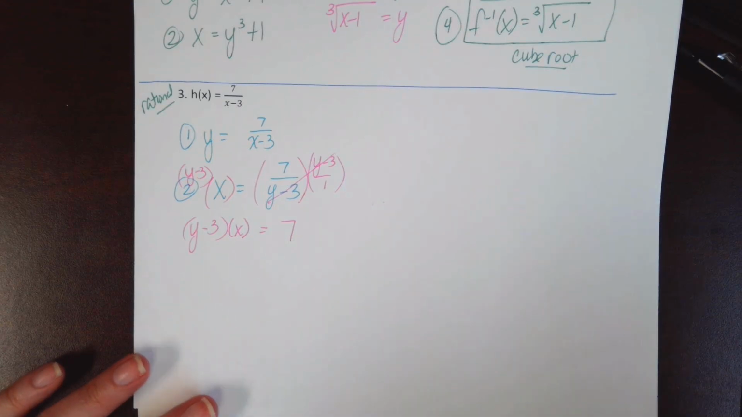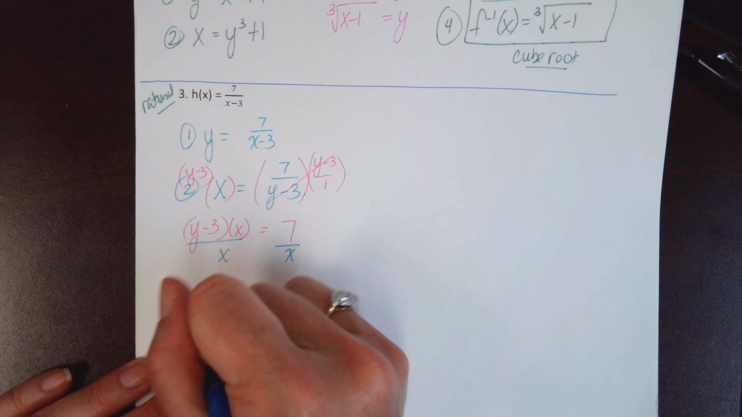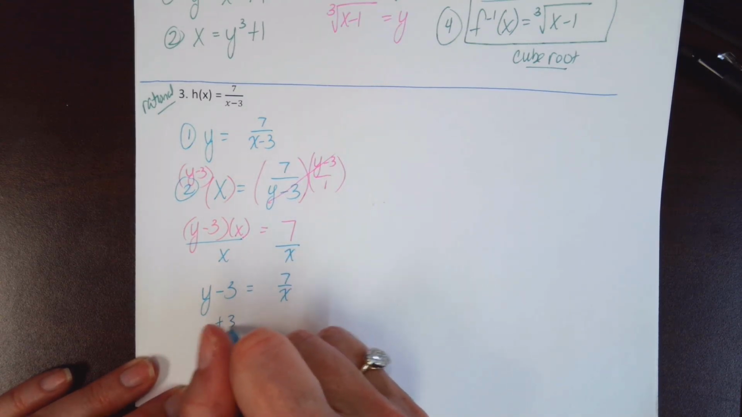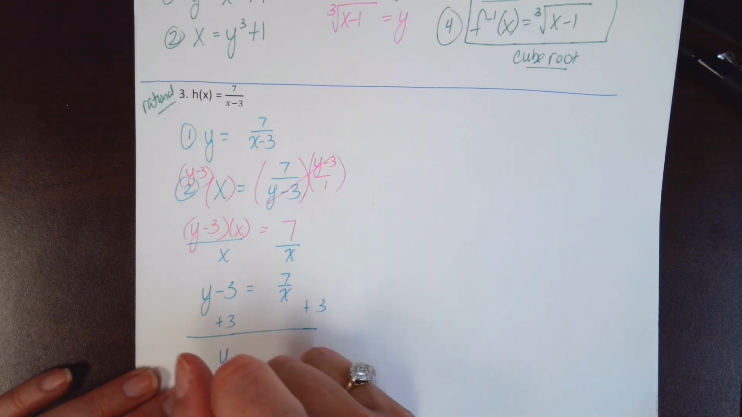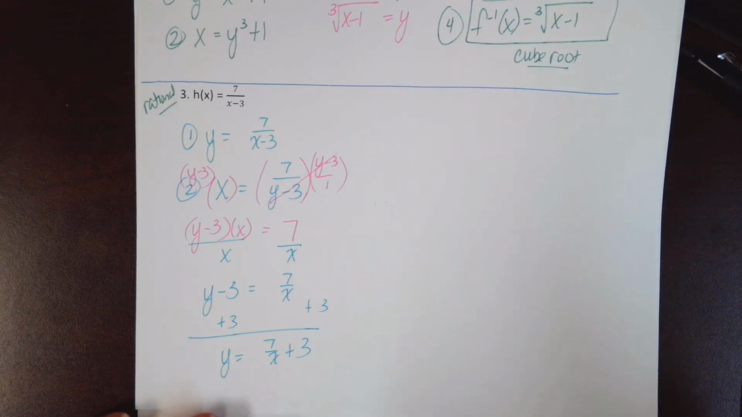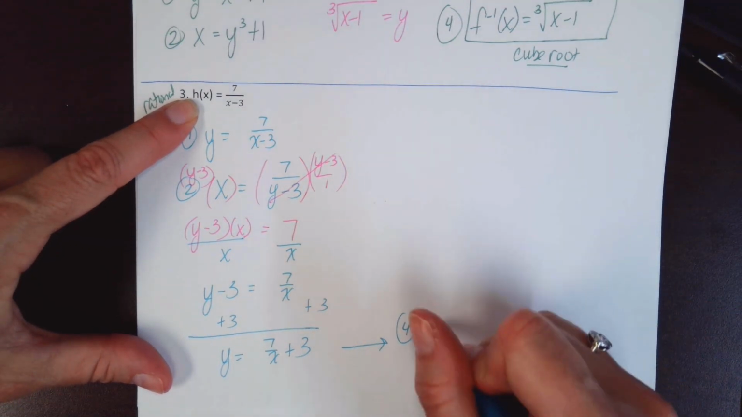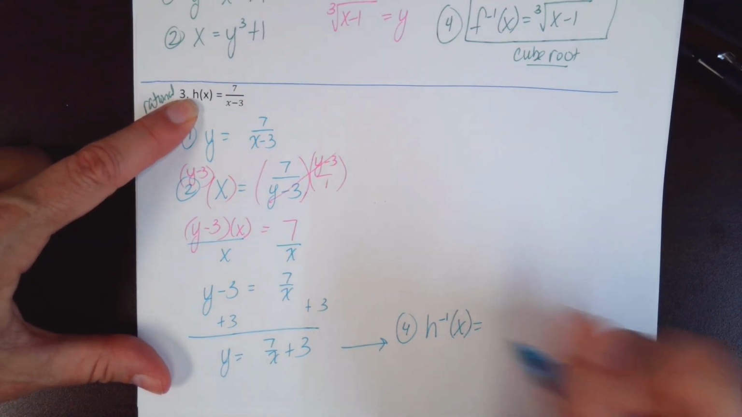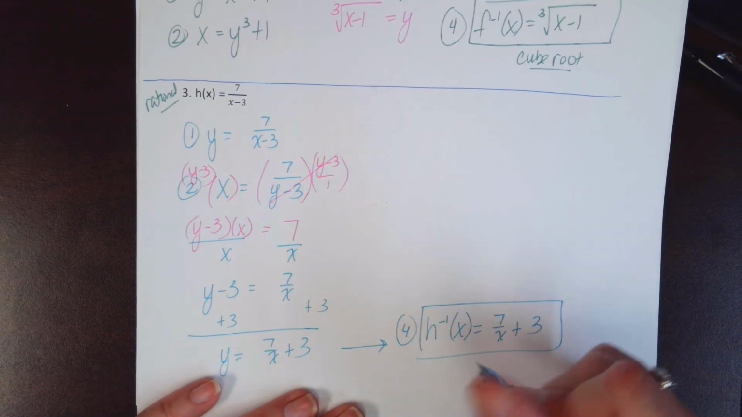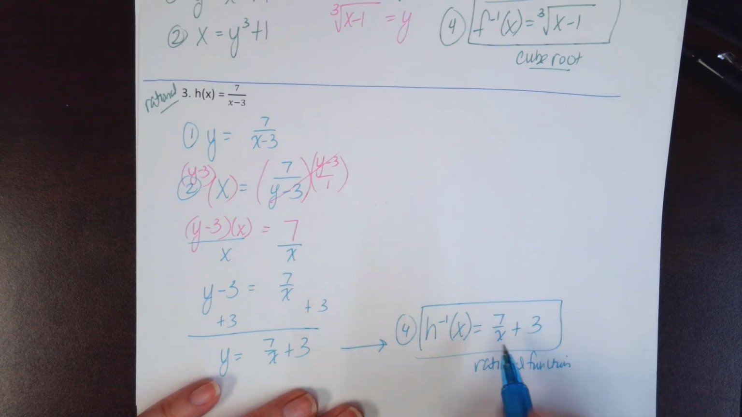Now over here on the left, I am multiplying. Inverse operation is going to be to divide that by x. Then I need to add 3 to move it over. And my final step is to put it into inverse notation. My function was h, so I've got h inverse of x. Started as a rational function, ended up still as a rational function, variable in the denominator.